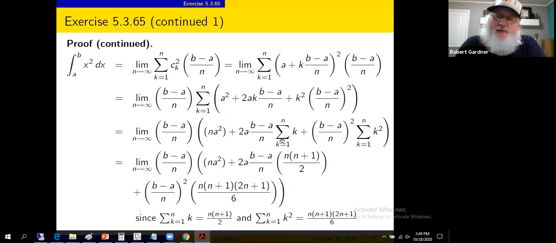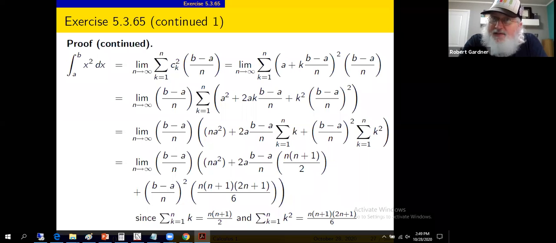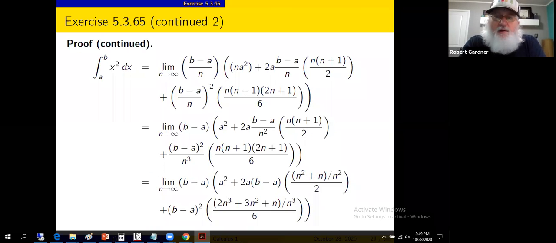So we'll substitute for this sum, n times (n plus 1) over 2. Substitute for this sum, the over 6 thing. And now we've got a limit as n approaches infinity of this stuff here. All right. We'll deal with properties of limits, and your concern is the n's. Here's where we left off on the previous slide.